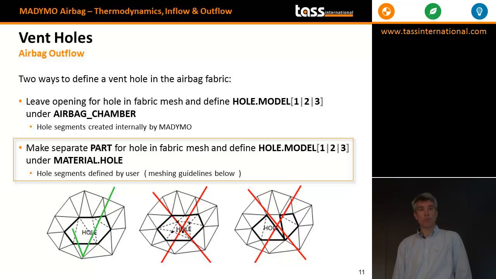The leftmost picture, with the green tick, that is the way you should model it, whether you do it automatically or manually. It doesn't have any nodes within the hole itself. The hole nodes are only at the edge, so let's say at the fabric side. The middle picture is a way you shouldn't define it. There you have extra elements, so nodes not at the border of the fabric.